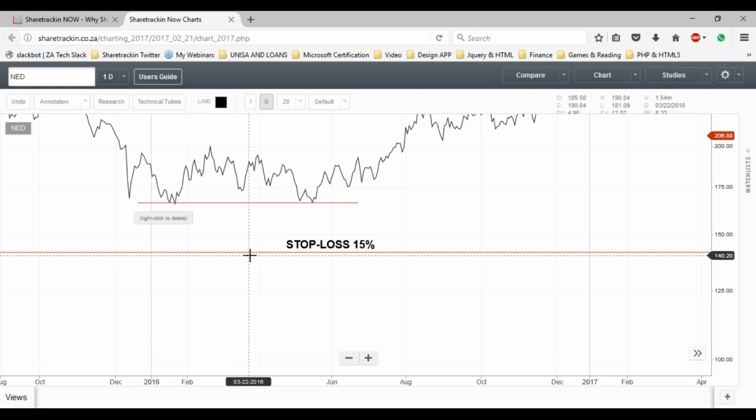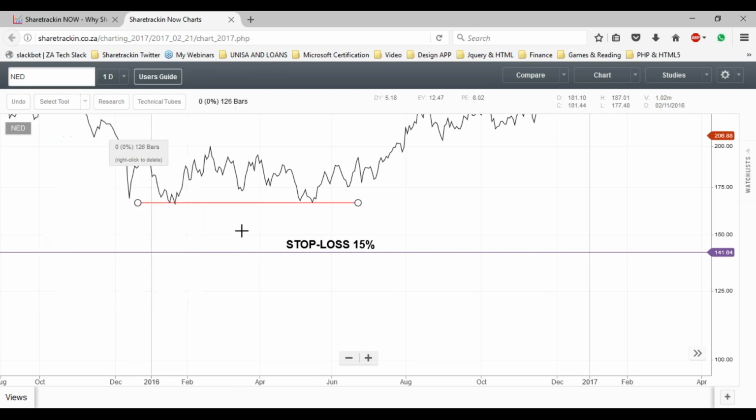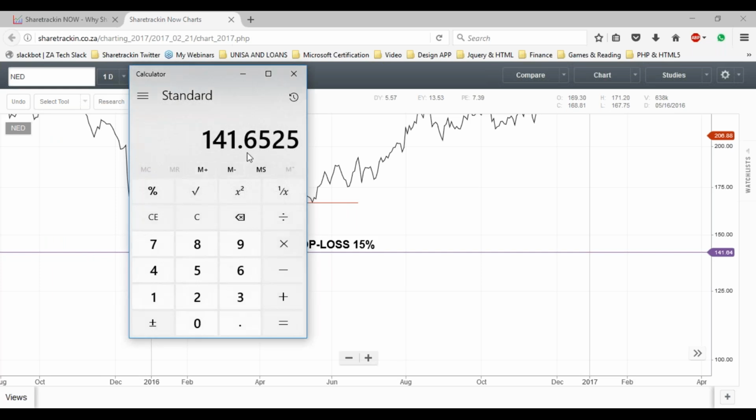Now, if you feel like your purple line is a little bit too thin, you're more than welcome to change the thickness of the line, because that is also possible to do. But I'm just going to leave everything as is. Now, as we said, our initial stop was in the region of about 141.65. I want to say this, you don't need to get right on top of 141.65, but you want to be in the region of that amount.